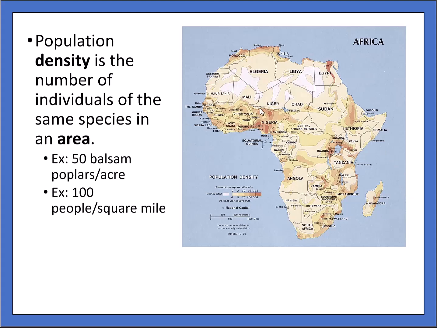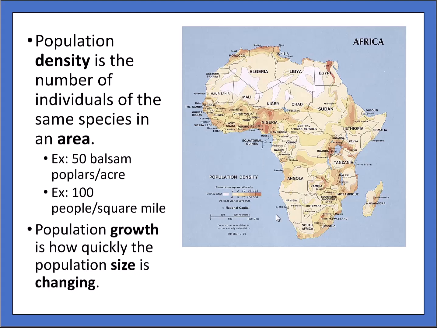And this is an example of a population density map where you can see that in the darker areas, there are more people per square kilometer. And then in the lighter areas, there are very few individuals or none, because those are deserts.